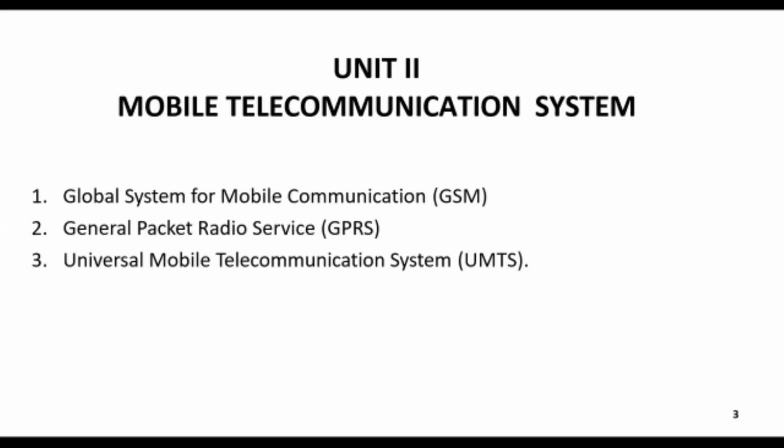So this is our second module. In that, we are going to discuss mobile communication systems. Especially, we are going to discuss three elements or three subsystems related to the second generation. The first one is the Global System for Mobile Communication, or GSM. The second is GPRS, which is General Packet Radio Service. And the third one is UMTS, which is Universal Mobile Telecommunication System. So these are the three modules we are going to study in detail under this module.